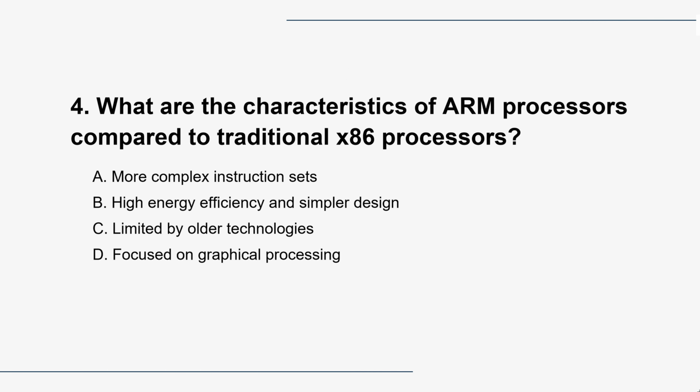So the correct answer is: ARM processors are the go-to for mobile devices because they use power really efficiently and keep things simple, so they don't drain your battery quickly and don't take up much space.